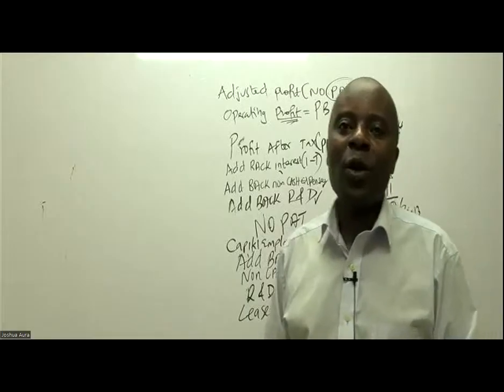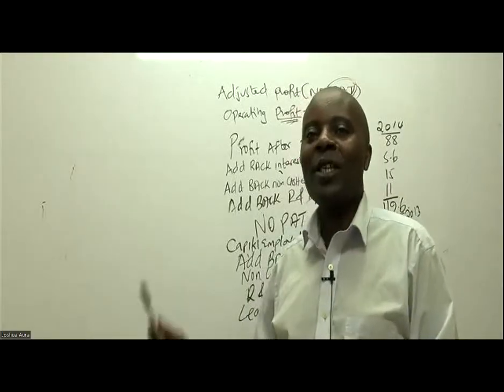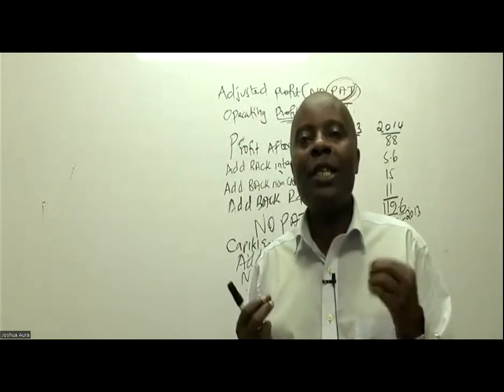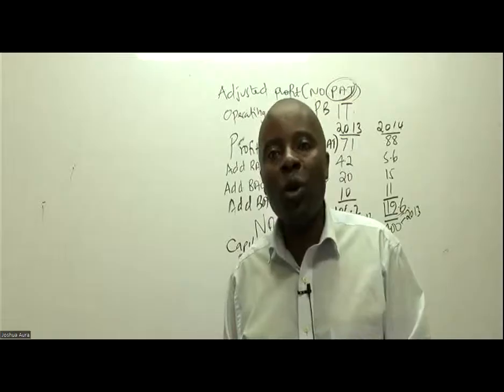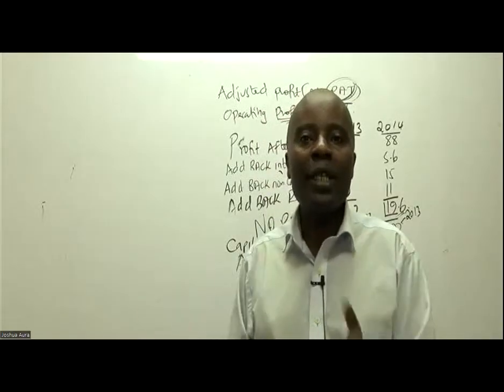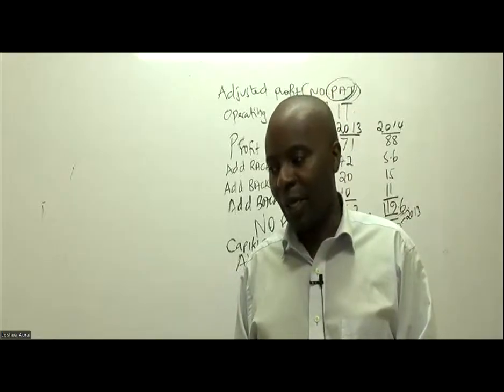Then somebody may ask, how about the non-cash expenses? They'll go here because some of these non-cash expenses are things like impairment. And you see, EVA does not want you to write down assets. EVA wants you to maintain the value of assets, right?